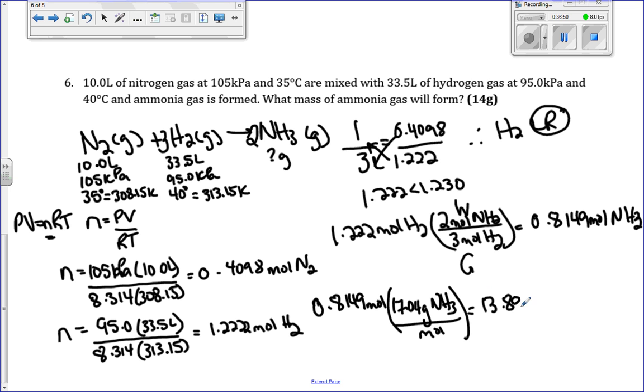.89. But when we look back up at the top, we see 10.0, 35 degrees Celsius and 40 degrees Celsius as being our limiting. So 14 grams of ammonia. Perfect.